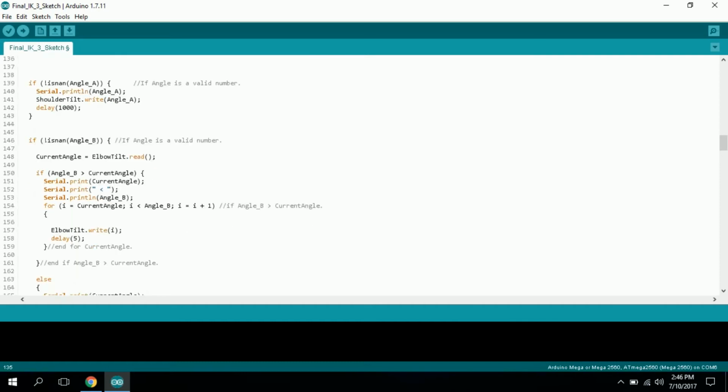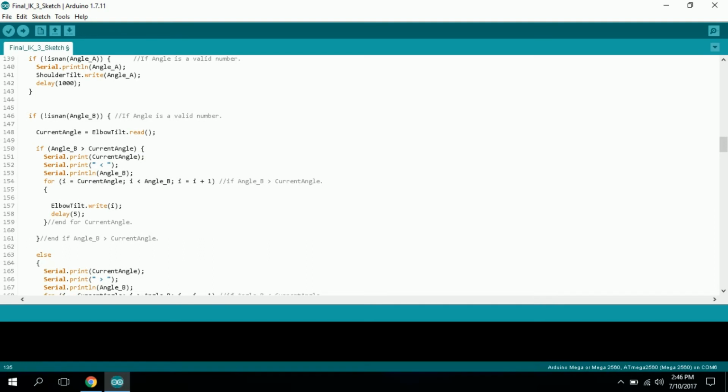And then I do the same thing with angle B. And I say the current angle is elbow tilt, and that's the current angle of that. And if B is greater than the current angle, then what I do is I print out the current angle, and I print out angle B. And I set I equal to current angle, and as long as I is less than angle B, I step through writing the elbow. That way it doesn't go from, say, 90 down to 20 and just whips down there. I want it to step down nicely, and this delay gives me the option to slow it down.